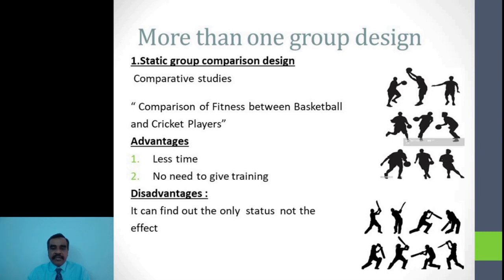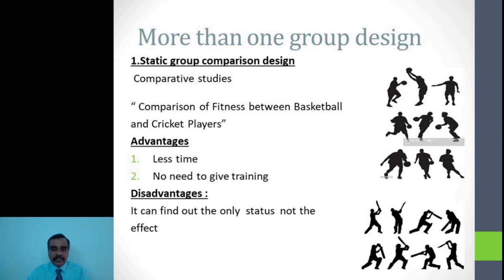The comparison of fitness between basketball and cricket players. Just a comparison. So two static groups, one group is basketball, another group is cricket players. So the two groups of players are compared here. So it is called as static group comparison design.